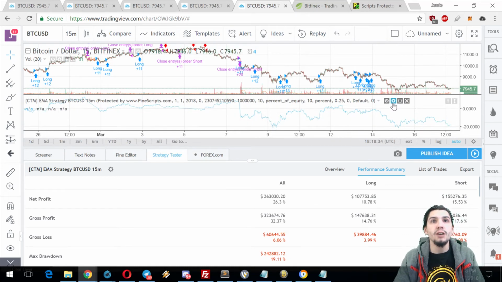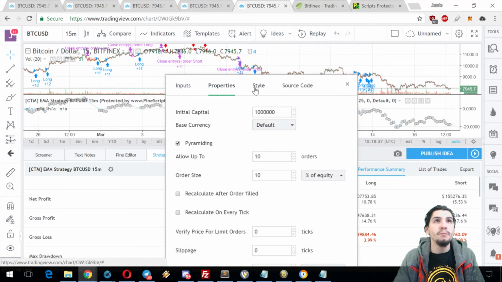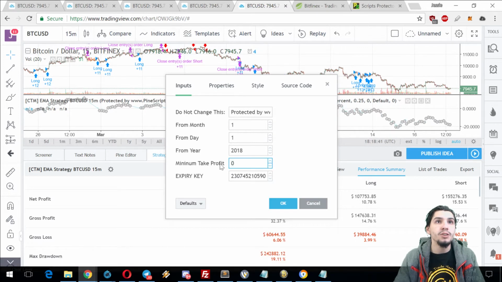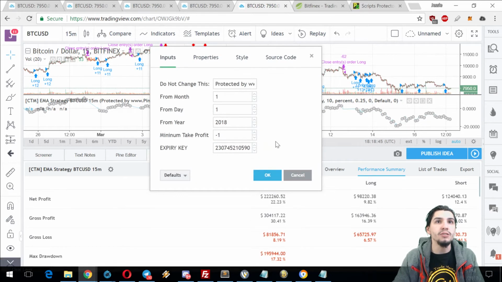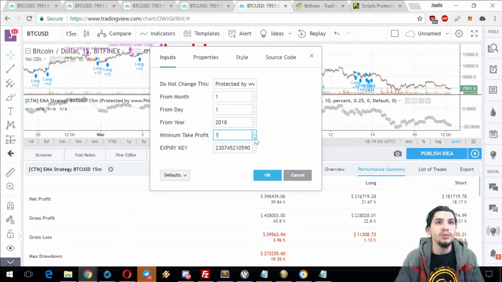If I go back into the inputs again, sorry. You can even set negative values in here if you want it to tell you to get out of trades. And you can see that when I go to a negative value, we had 22% at -1. And again, I'm looking at net profit here, right? There we go. 0 is 26%.